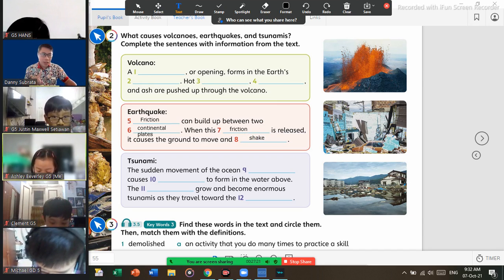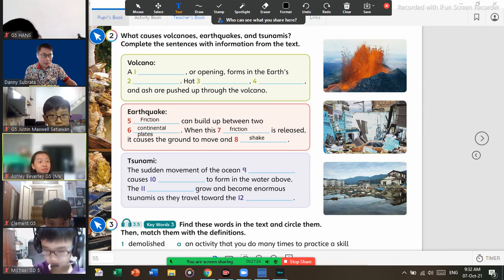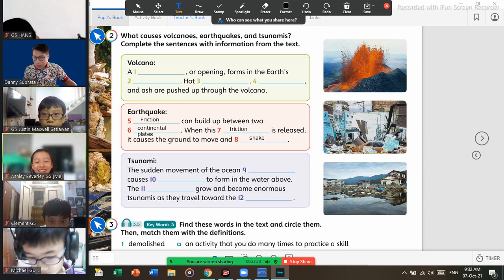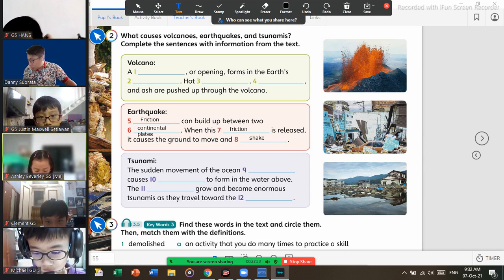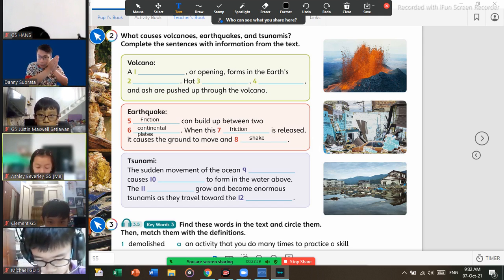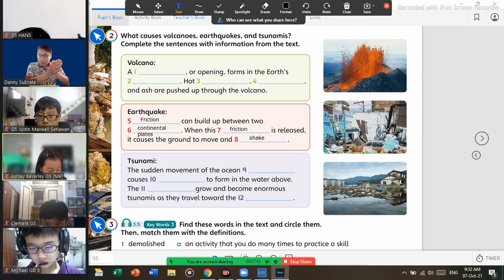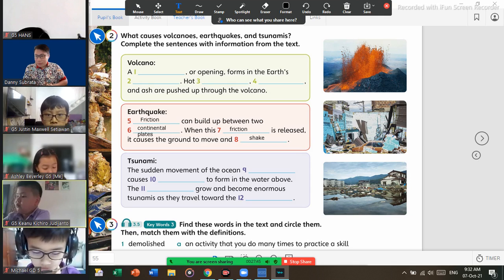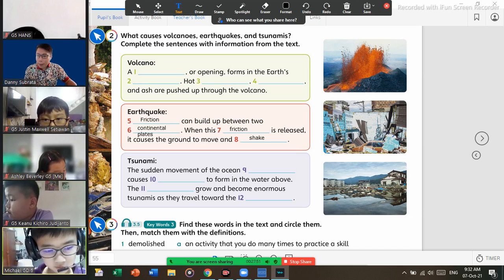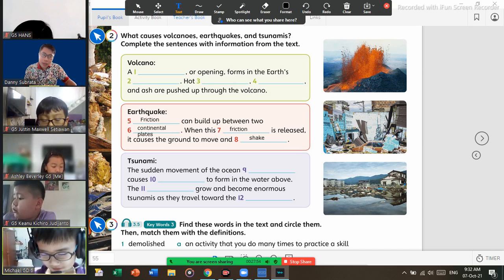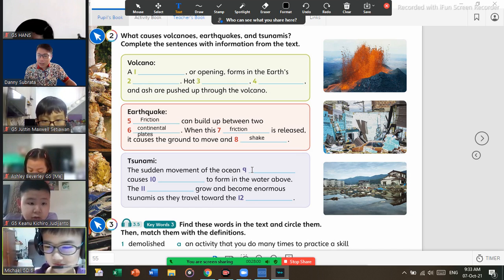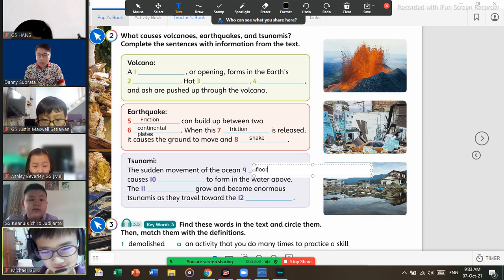Now we talk about tsunami, okay? Now that we're going to talk about tsunami, let's say the sudden movement of the ocean. It's like the continental plates, but it's in the ocean. So what do we say as a ground? The other word for ground. It's a floor. So ocean floor.